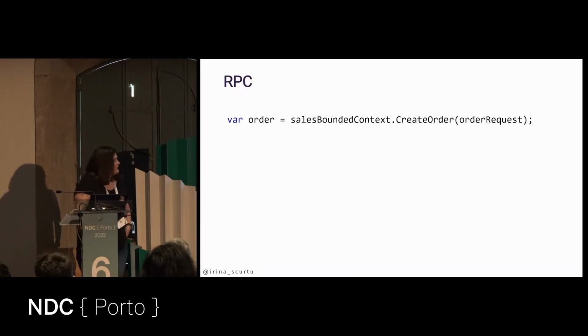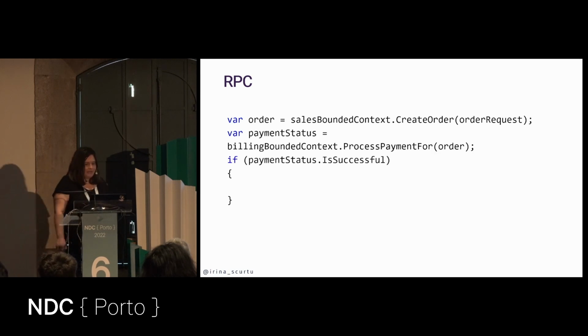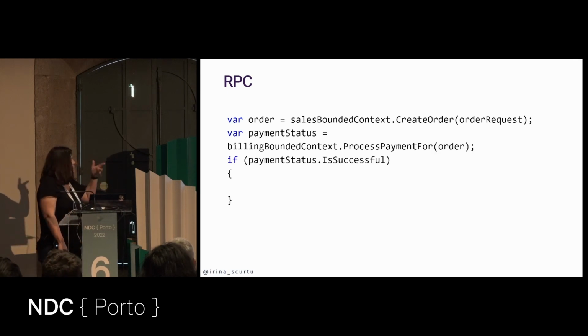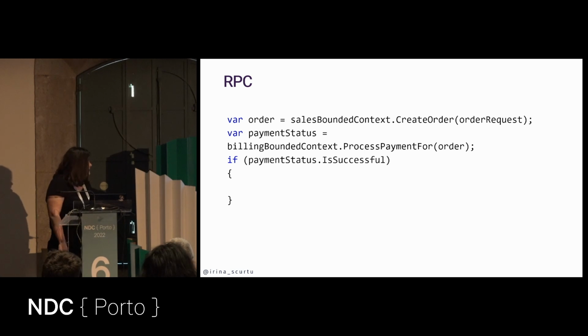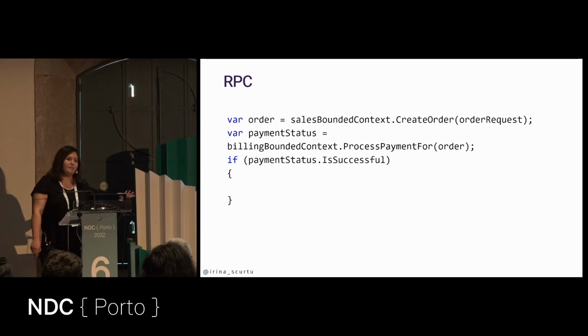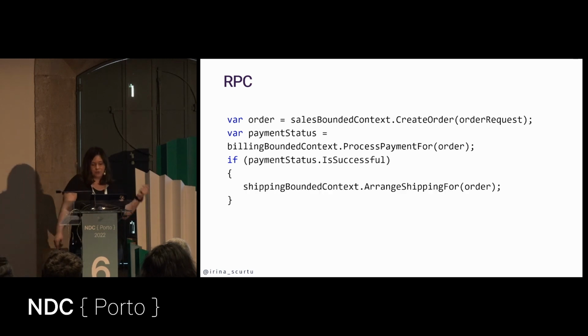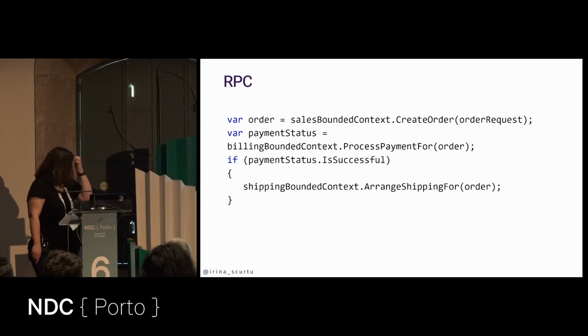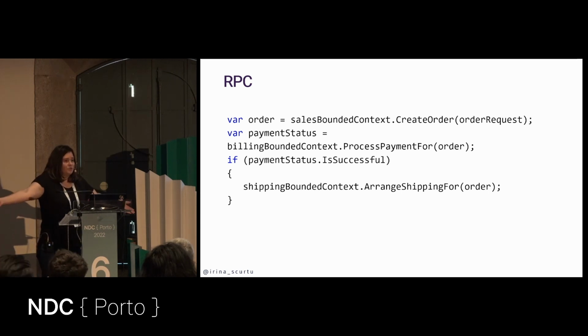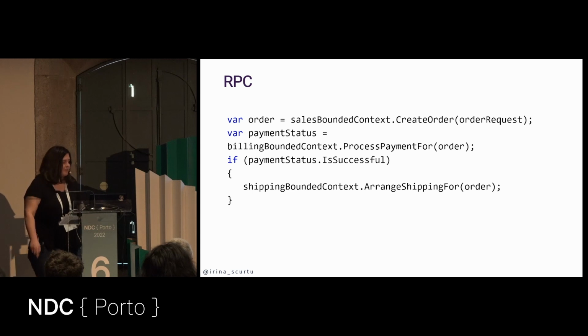Okay? So let's look at some code. We have this. You have an order, and you create an order for a specific request, and then you need to process the payment, and if the payment is successful, well, you will need to arrange the shipping for that specific order. If we were to look at this, everything seems to be part of the same application, or at least from the same abstraction of the application, right?